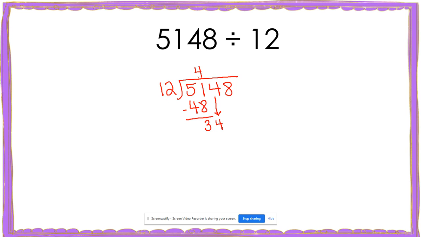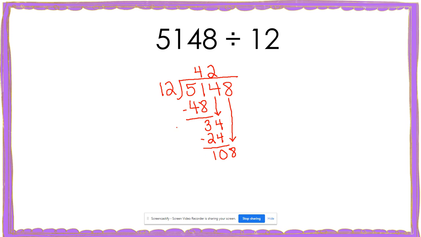12? I know that 34 divided by 12 is 2. And when I do 2 times 12, I get 24. So I'm going to see what I'm left with by subtracting 24 from 34. When I do 34 minus 24, I'm left with 10. Now I still have 8 in my dividend, which I need to drop down. And now I have 108 divided by 12.